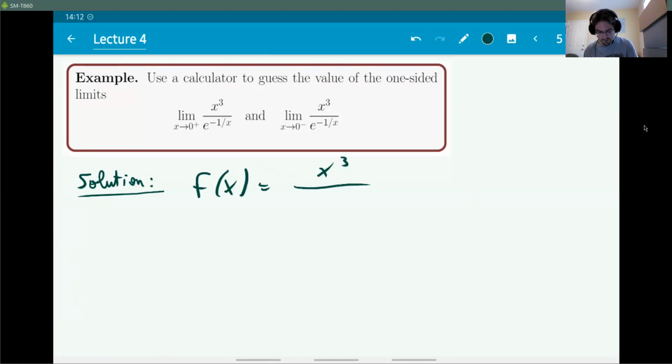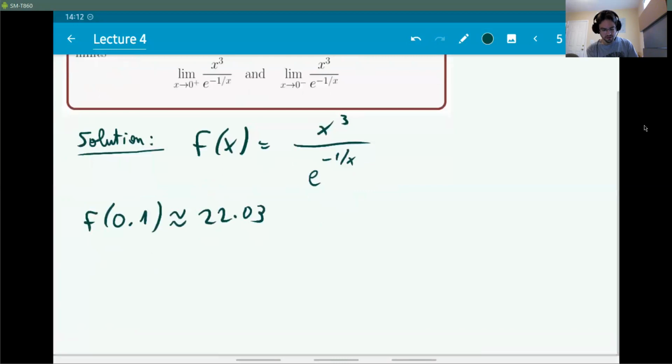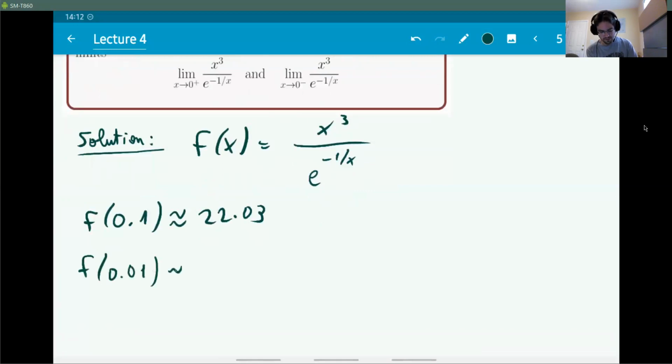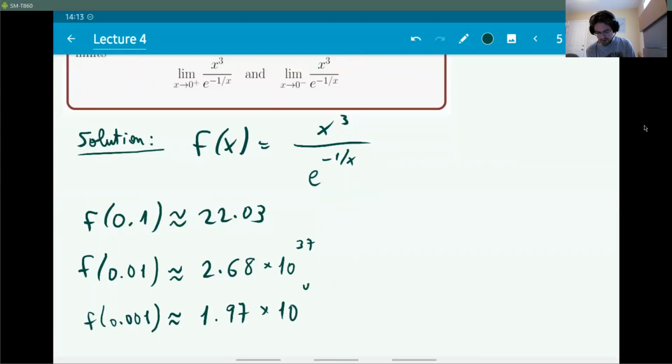to abbreviate this, let me call the function just f. And so I can say, for example, f of 0.1 is about 22. These are all approximate. I'm going to write it like this, squiggly lines. If you start plugging in numbers closer to 0, you see that it dramatically increases. 2.6 times 10 to the 37. F of 0.001 is about 1.9 times 10 to the 425. Wolfram Alpha can do this. Calculator, not so much. This is incredibly large.